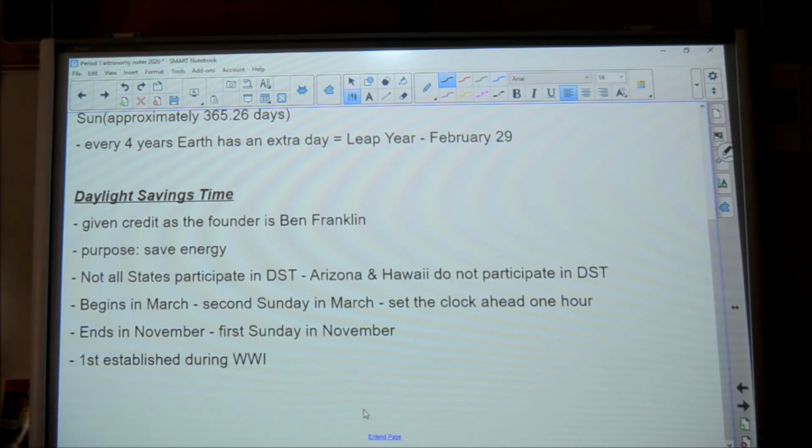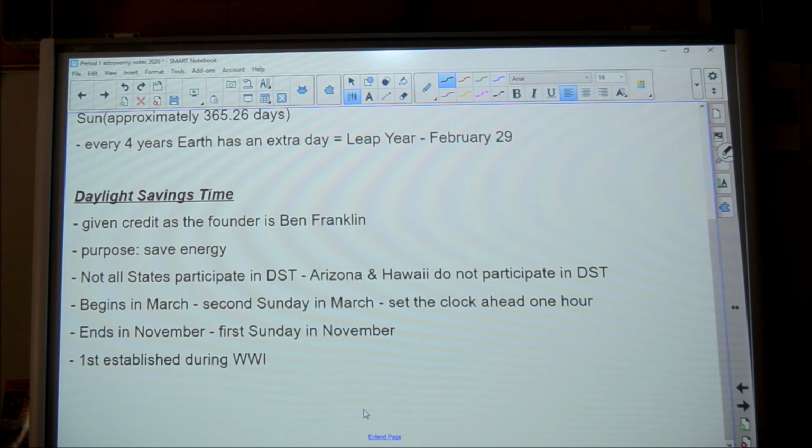Daylight savings time. Some people like it, some people don't. The person that's given credit for it is Ben Franklin. If you actually delve into history, you'll find out it wasn't really Ben. He got it from a different country. The purpose is to save energy. Not all states partake in daylight savings time.